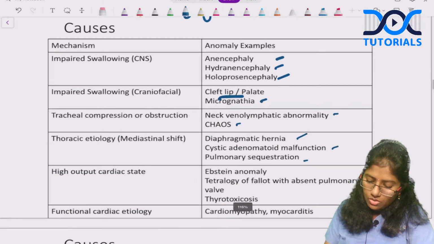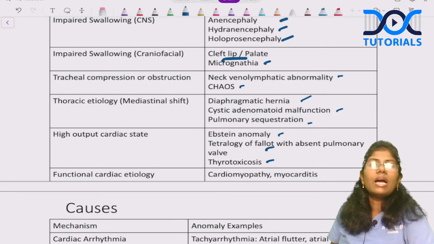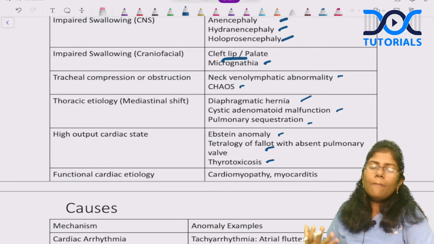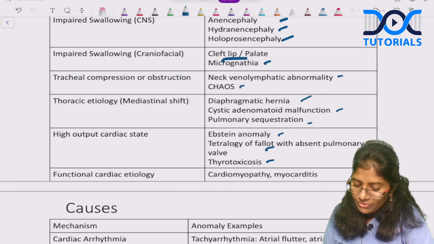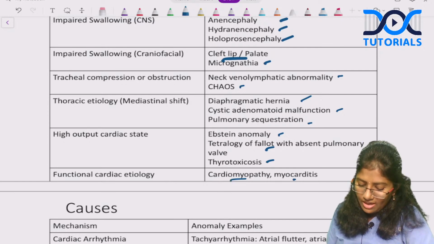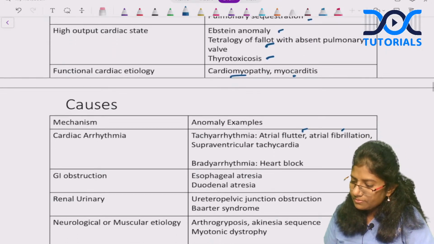Okay, so these are high cardiac output states because there is high cardiac output, there is excess urine output, there is excess liquor. Okay, so cardiomyopathy and myocarditis. Next is arrhythmias like flutter, fibrillation and supraventricular tachycardia.